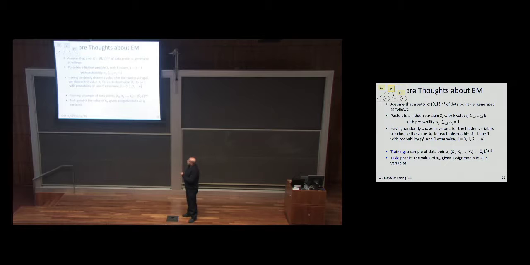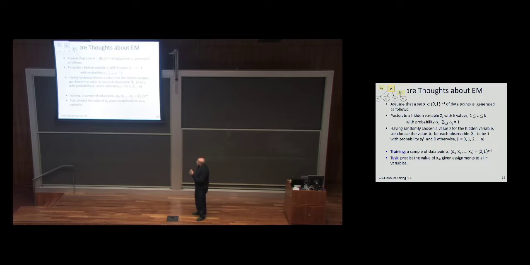If I got head, I'm generating x1, x2, x3, x4 with probability p1 head, p2 head, up to p4 head. If I got tail, I'll generate these x's with probability p1 tail, p2 tail, p3 tail, p4 tail. Okay? That's how I generated the data.